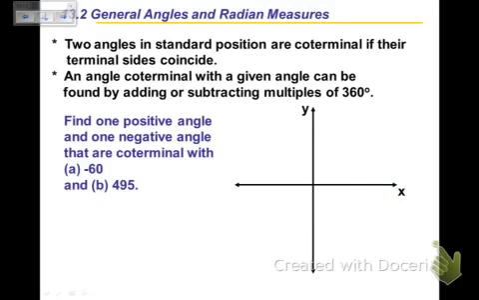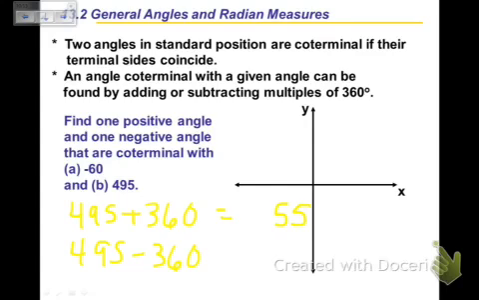If I was to do 495, I'd take 495 plus 360 and 495 minus 360. I think if I add it, I end up getting 855 degrees, and if I subtract it, I end up getting 145 degrees. Those would be coterminal angles, because I go all the way around. One more time. Coterminal angles right there.